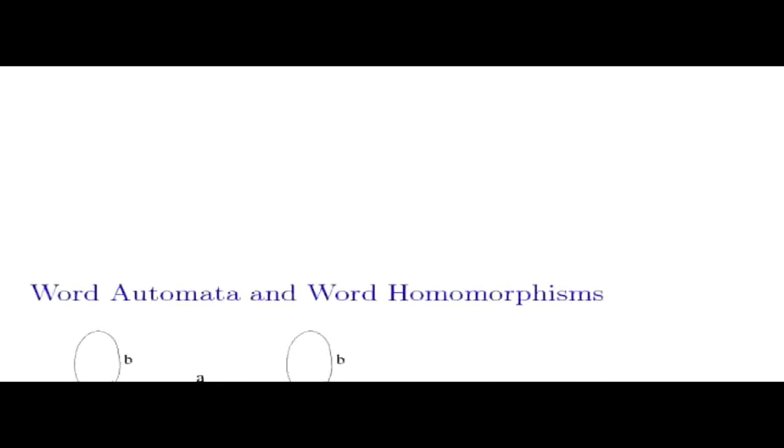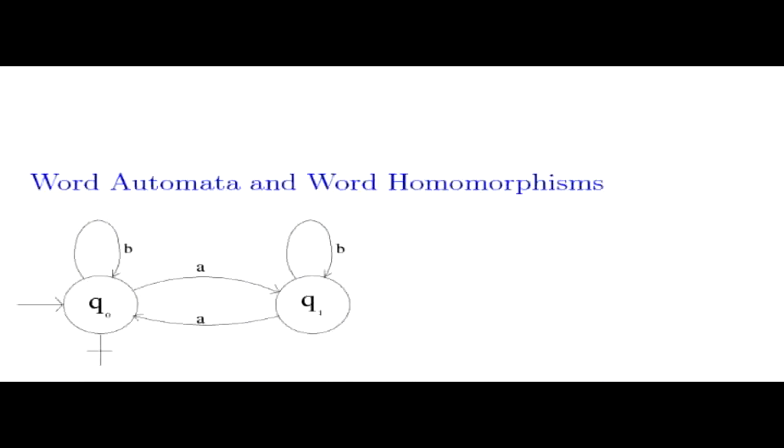So, I start by recalling basic concepts on word automata. This is the classical example of a deterministic finite automaton recognizing the set of words over A, B having an even number of A's. It starts from the initial state. It changes state according to the transition corresponding to each input symbol. It accepts the input word if the accepting state is reached after reading the word.